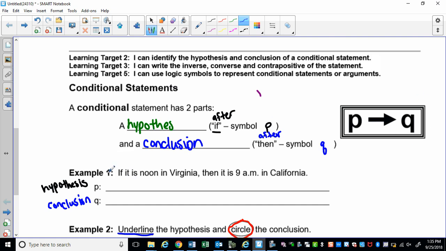Okay, you guys need two colors for this activity. We are going to underline the hypothesis with one color. So grab a highlighter or a colored pencil, I would recommend. Maybe a crayon if you need it. And then we're going to circle the conclusion. Remember, your hypothesis is the one that's after the if. So cross out the if. That's not part of your hypothesis. My hypothesis is it is noon in Virginia.